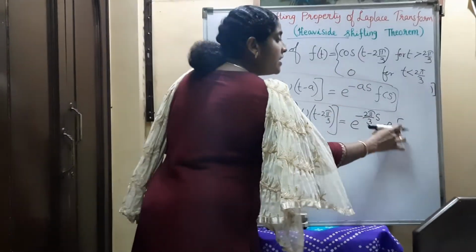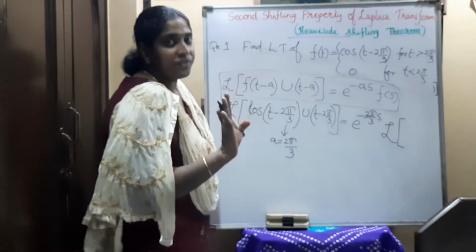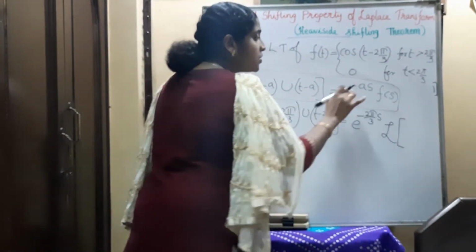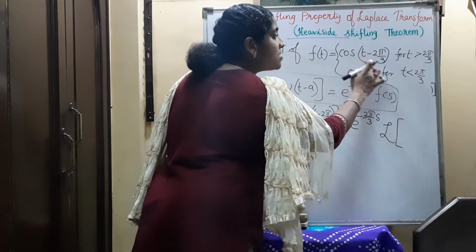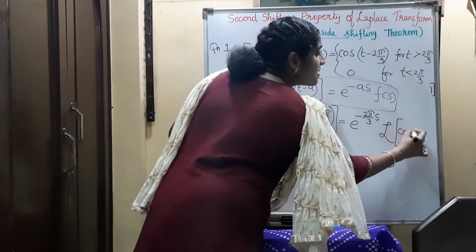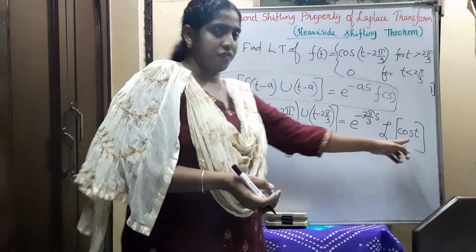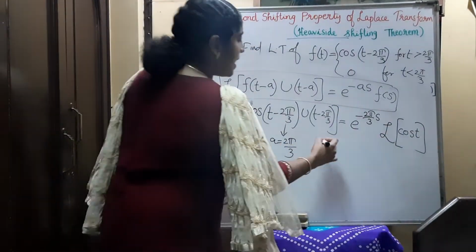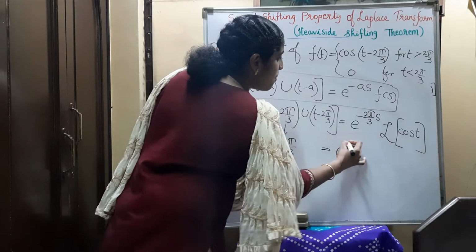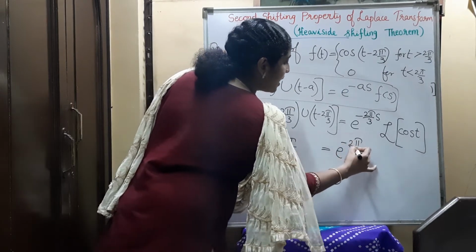But in this F(s), there is no shifting. So this will become not cos(t − 2π/3); this will become the Laplace transform of only cos t. When we are writing here, there is no shifting. So the answer is e^(−2πs/3).